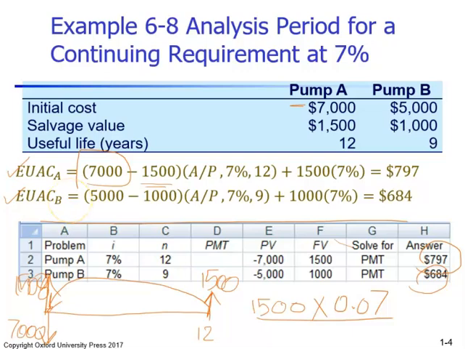Because here it is not calculating the annual cash flow. Here it is calculating the annual cost. EUAC is a famous acronym that we have, equivalent uniform annual cost. So it goes with the cost. 7,000 is a cost, so it is positive. 1,500 is salvage value, it is revenue, so it is negative. And the interest rate you are paying is cost, so it is positive.